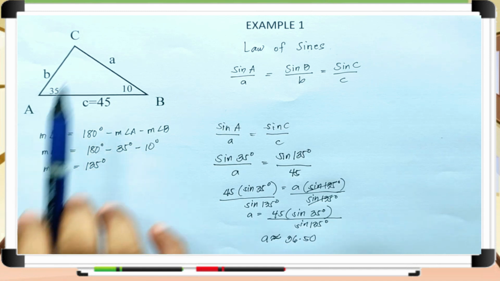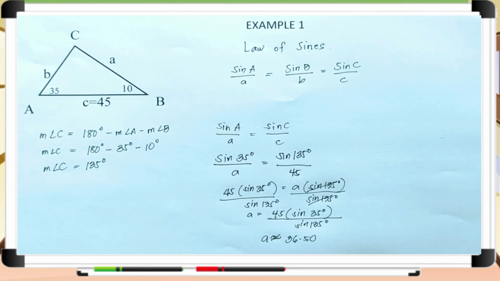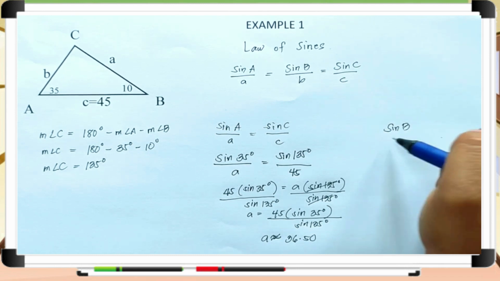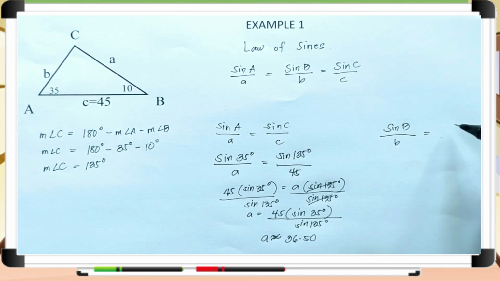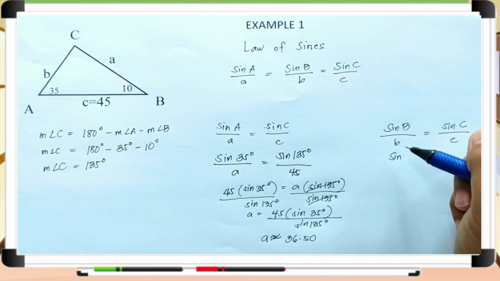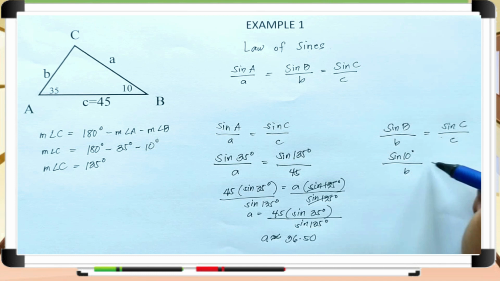Now you know already the value of side A. Let's proceed with side B. This time we're going to use sine B over B, since B is the missing part, is equal to sine C over C. Substitute for the values. We have sine B, which is sine 10 degrees, over B, the missing part, and sine C is sine 135 degrees over 45.